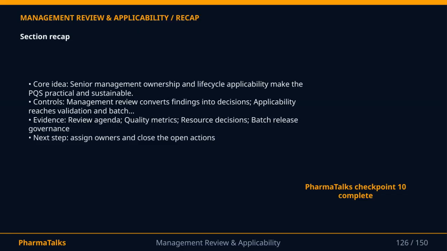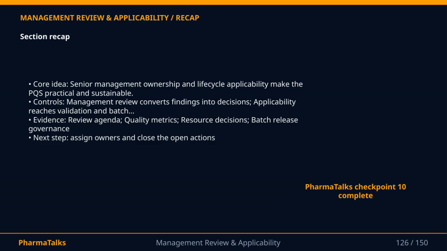Here, we're focusing on the crucial role of senior management in owning and sustaining the pharmaceutical quality system throughout its life cycle. The key takeaway is that when leadership is fully engaged, the system becomes both practical and sustainable. Management review acts as a control point where findings from various processes are analyzed and translated into informed decisions. This ensures continuous improvement and effective oversight.